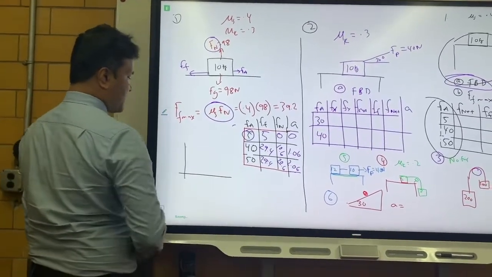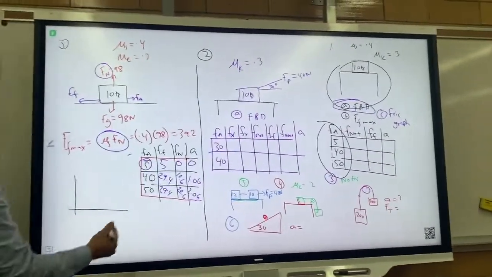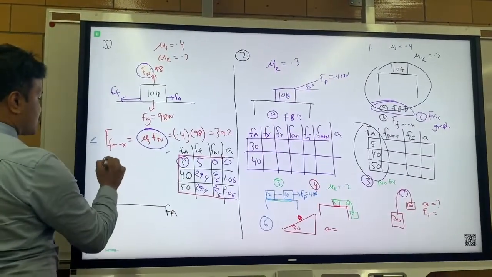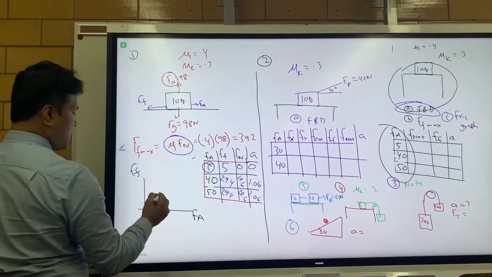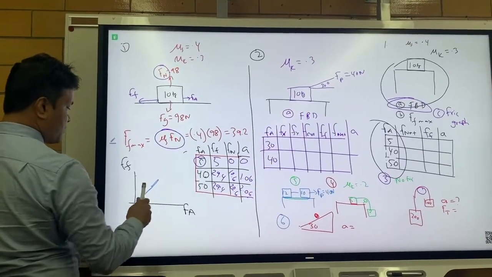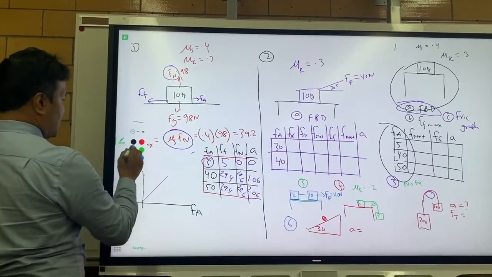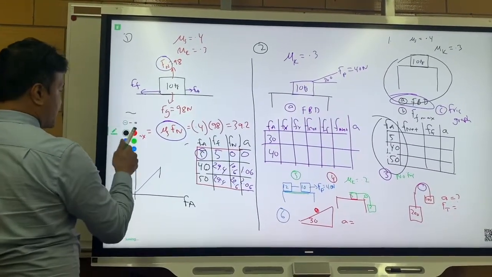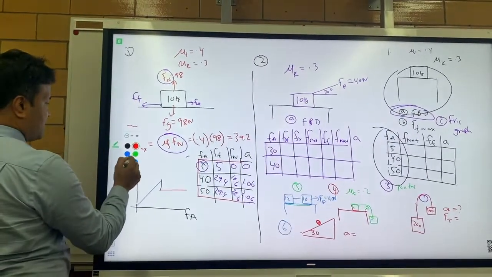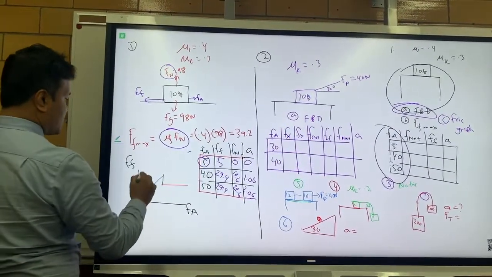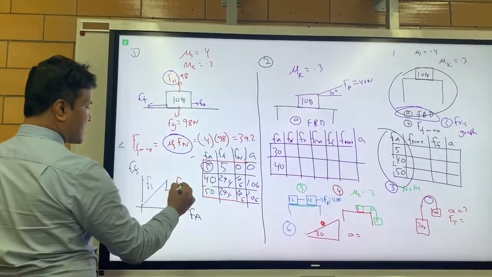Okay, now I'm going to show you the force graph. So this is the friction graph. This is Fa and this is Ff. Now I have the blue. Let's draw the blue again. And then I have the red. Okay, so blue represents static friction, and the red represents kinetic friction.